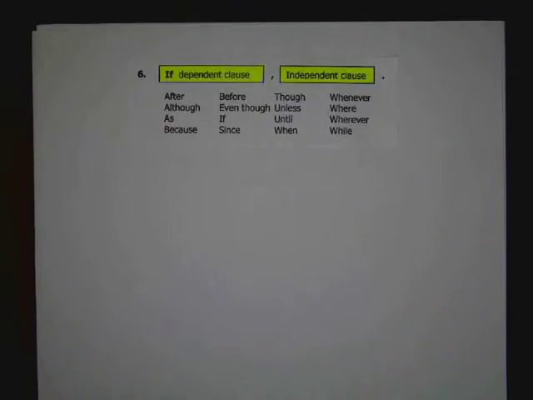Everyone. Today we are going to practice writing sentence pattern 6. And this is crucial because sentence pattern 6 is the number one error that students make.